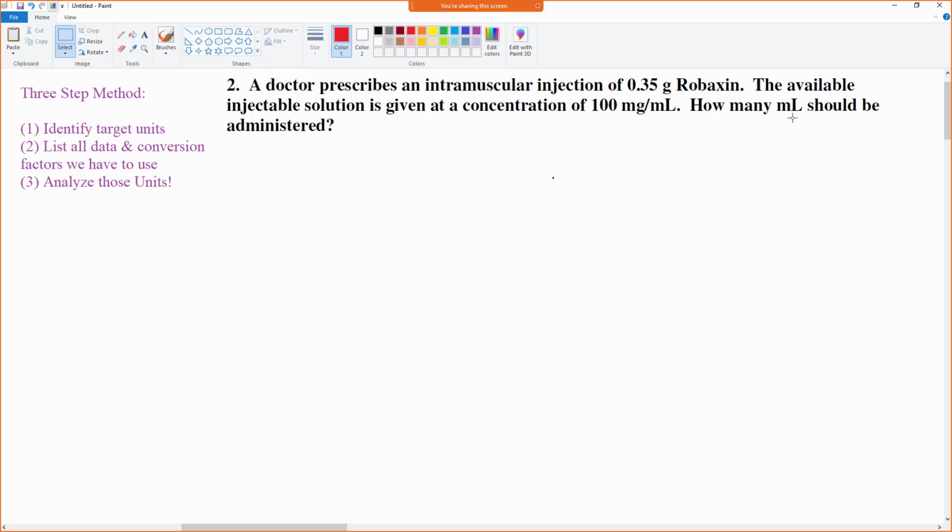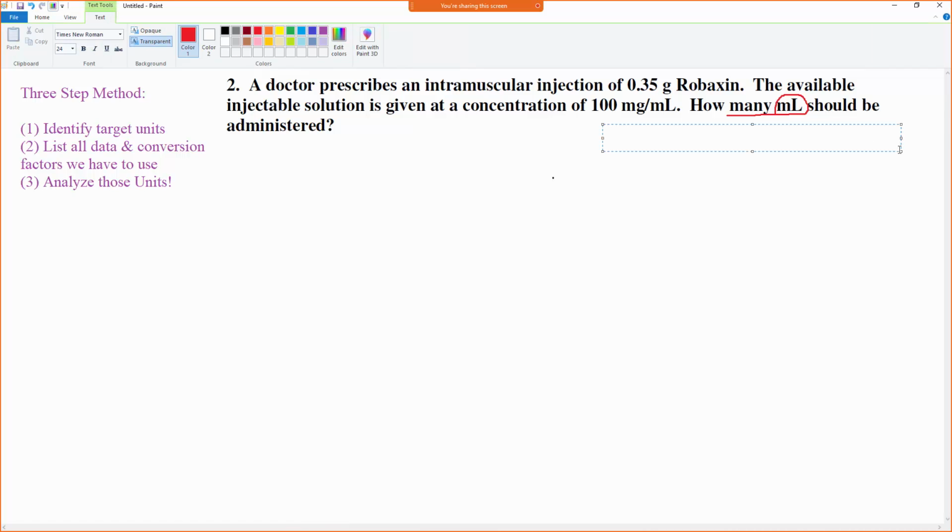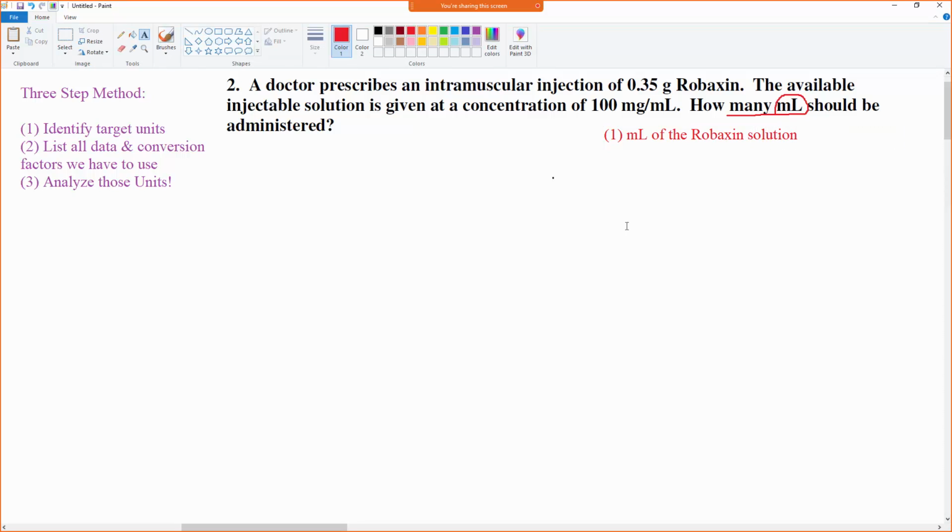Perfect. Sarah's got it. Right here where it says how many milliliters, that's what you're looking for. Milliliters. Okay. Milliliters of what? We're looking for milliliters of the Roboxin solution, right? Okay. All right, step 2. We're going to list everything we've got.